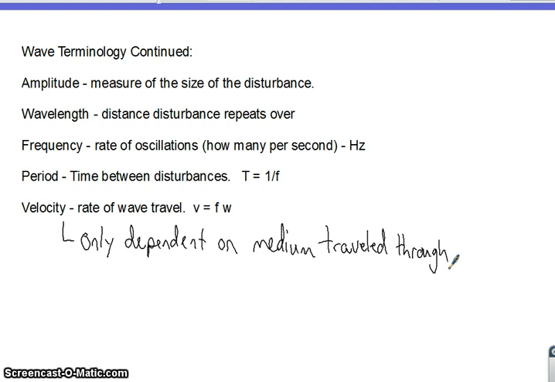Okay, and so even though we have this equation, velocity equals frequency times wavelength, the frequency and wavelength can't change the velocity. The velocity is a constant for the medium it's traveling through. And what happens as the frequency of the wave goes up, the wavelength of the wave goes down. Okay, so frequency and wavelength are inversely related to each other.